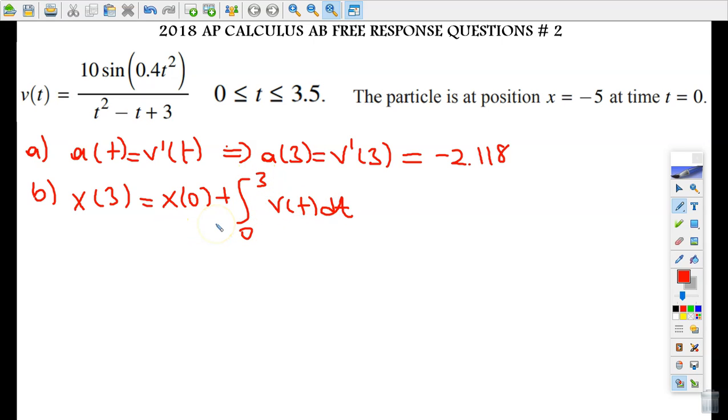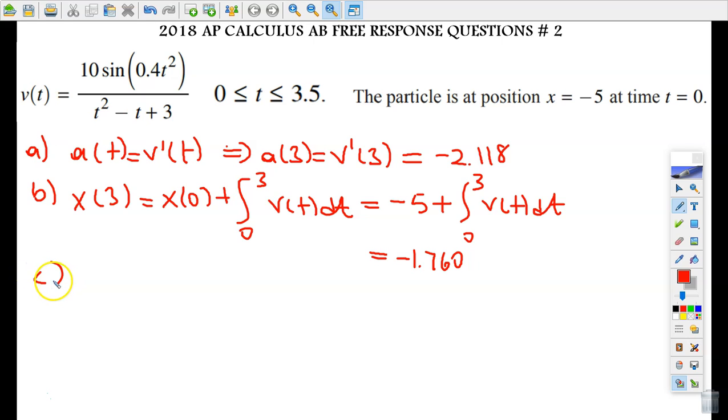Since this is an accumulation problem, we need to always establish the definite integral like this. We know that x of 3, where the initial position of the particle is -5, plus the integral from 0 to 3 of v of t dt. Again, if we use our calculator, the result that we're going to find will be -1.760. So that's the position of the particle when time t equals 3. Let's move on to part C.